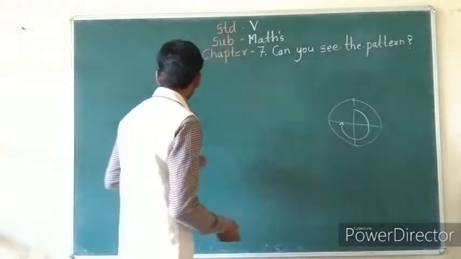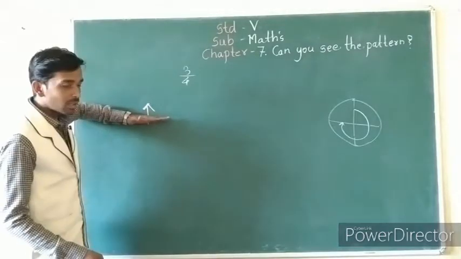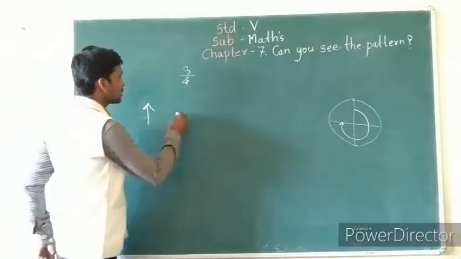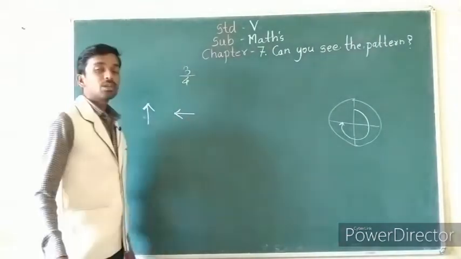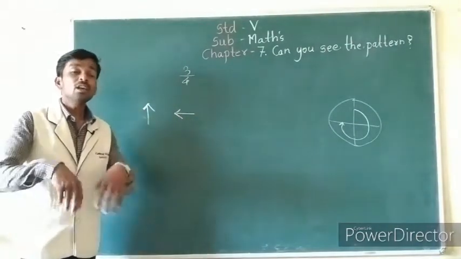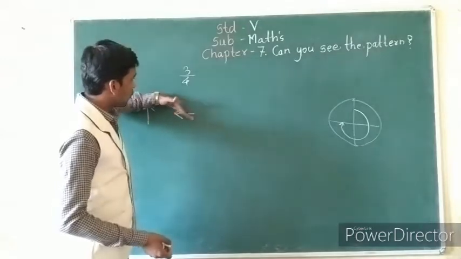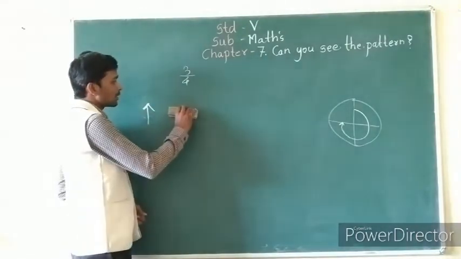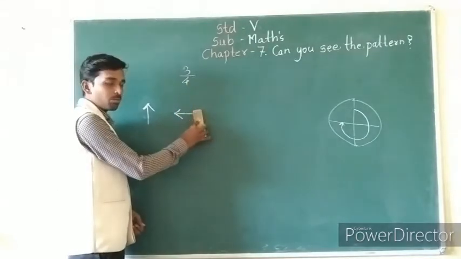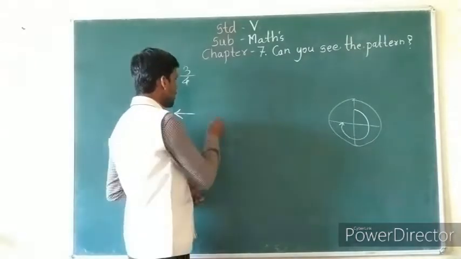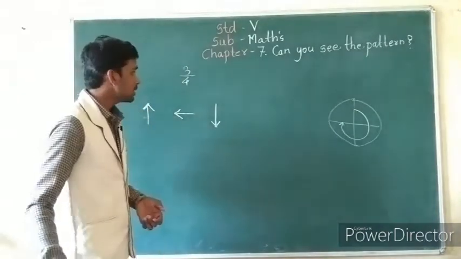So see, when we have to take a 3/4 turn, then that arrow goes. See, this is one turn, two turns, and this is three turns. After a 3/4 turn, it looks like this. See, this is a duster. This is one turn, this is the second turn, and this is the third turn. That means it goes downside. So our next arrow goes downside.